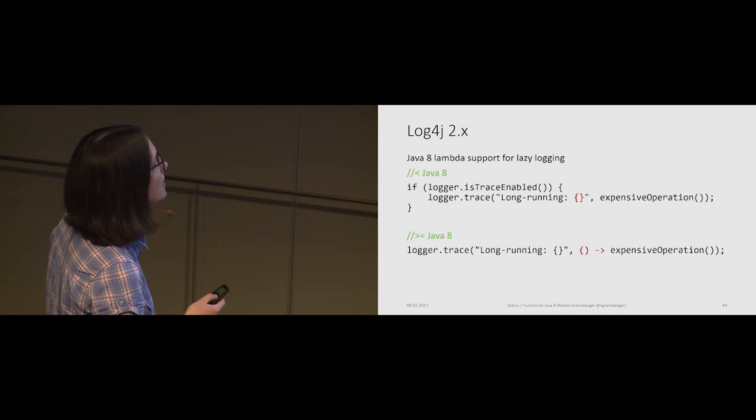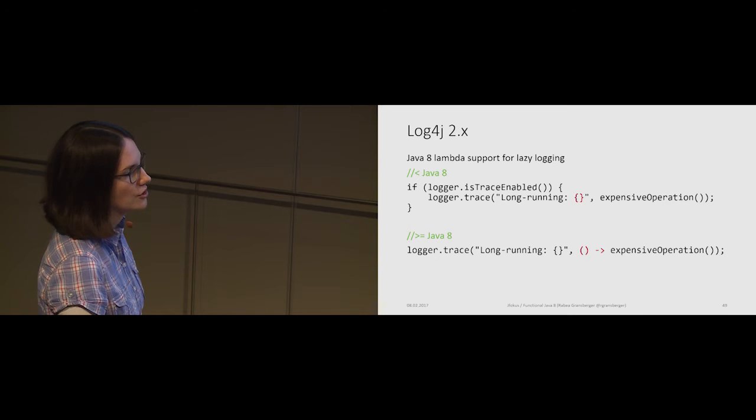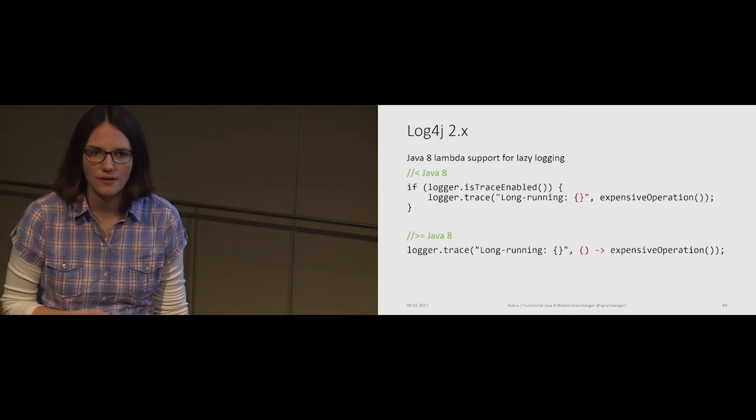And with Java 8, you can now pass on a lambda. So instead of directly executing the operation, you just pass in the lambda for it, and then it only gets executed if tracing is enabled.